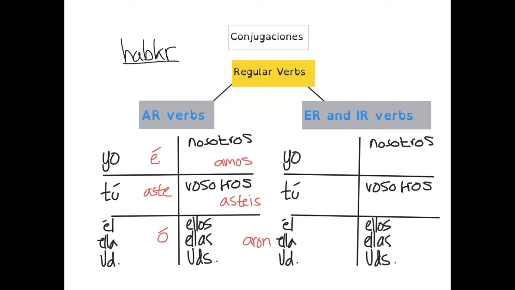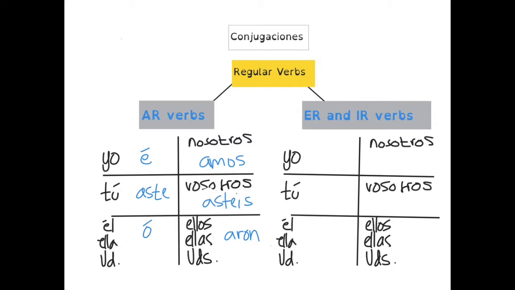You remove the ending, AR in this case. You add what's left, the stem, to all these new endings. And that gives you a new meaning. It allows you to speak in the past for completed actions. So we would have hablé, I spoke, hablaron. Here are all our new endings in blue.